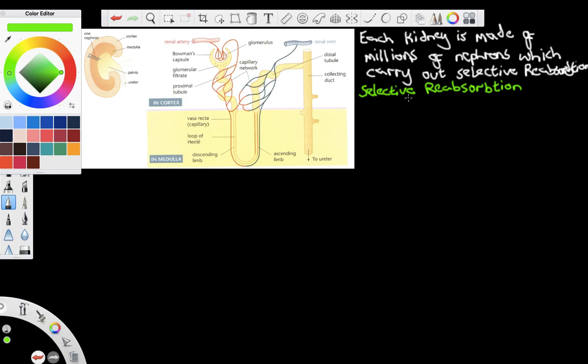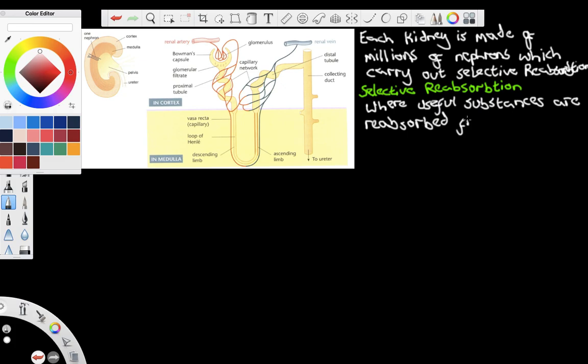Okay? So we can say selective reabsorption is where useful substances are reabsorbed from the glomerular filtrate as it moves through the nephron.